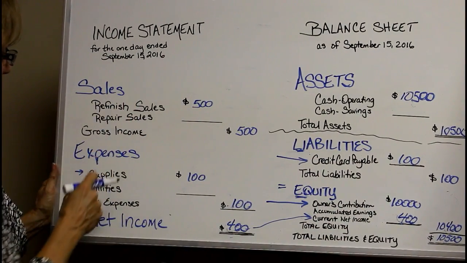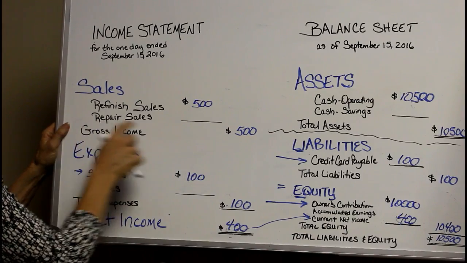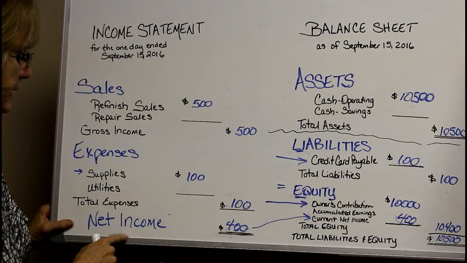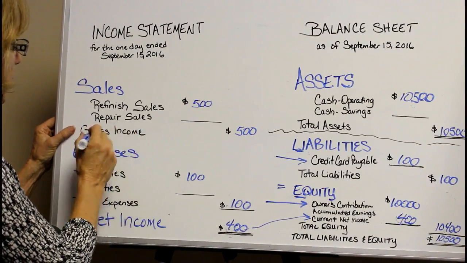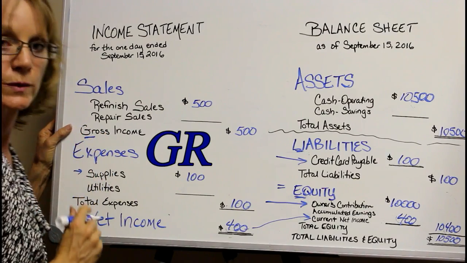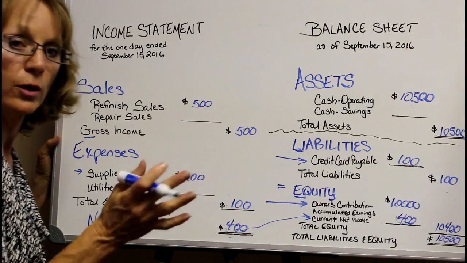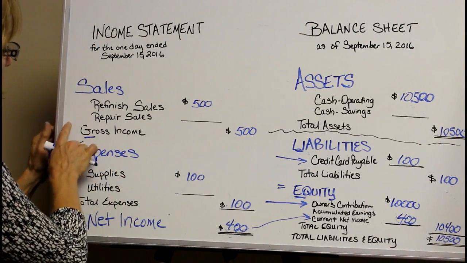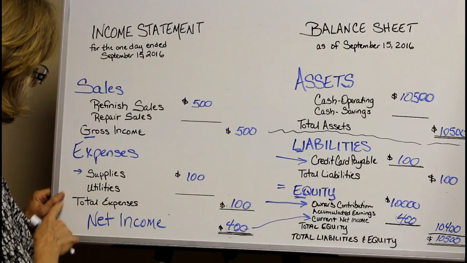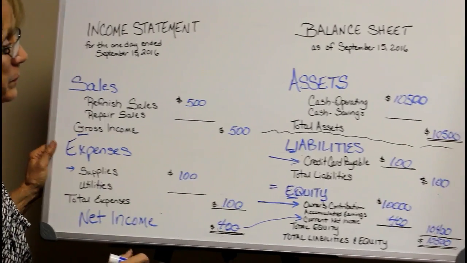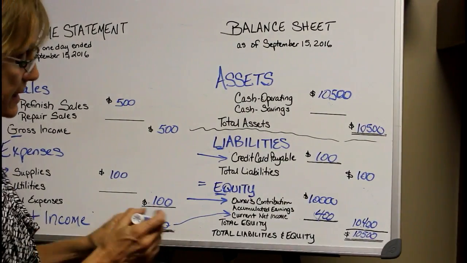Now I'd like to explain something here. If you notice, I have gross income and then we have net income. Something to help you: gross income starts with GR, gross is greater than net, greater starts with GR. So hopefully that'll help you remember. Gross comes first, then your expenses are deducted, then we have net income. All right, let's move on to another example.